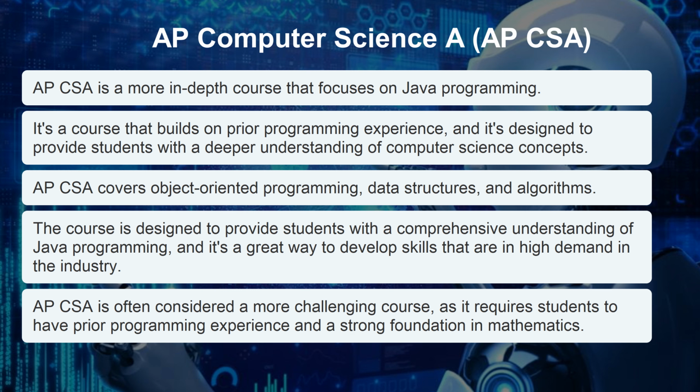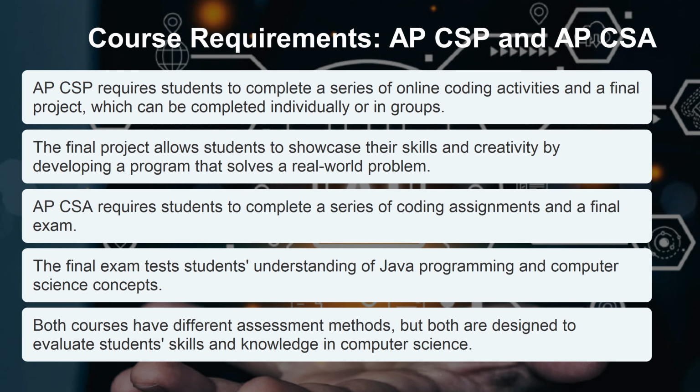AP CSA, on the other hand, requires students to complete a series of coding assignments and a final exam. The final exam tests students' understanding of Java programming and computer science concepts. The exam is designed to assess students' ability to write Java code, as well as their understanding of computer science concepts such as algorithms, data structures, and software design. While the exam can be challenging, it's a great way to demonstrate students' skills and knowledge, and it's a valuable experience for anyone who wants to pursue a career in computer science.